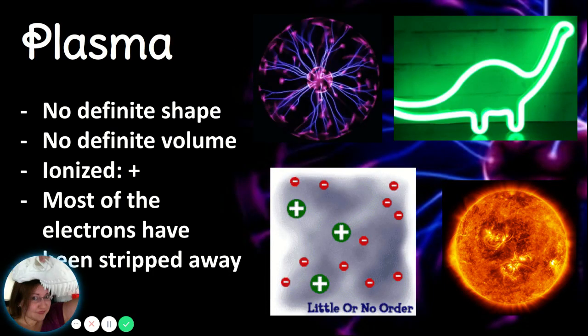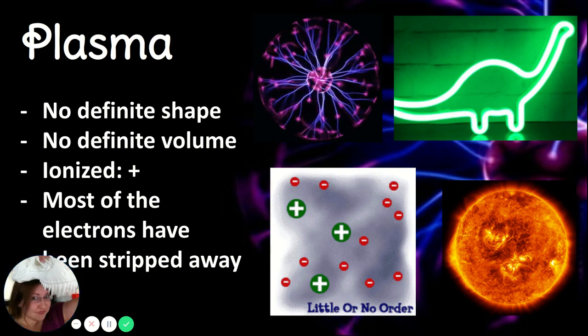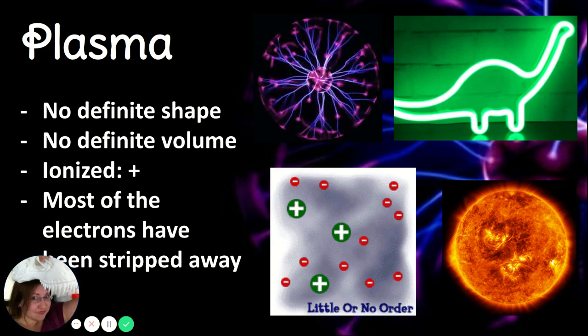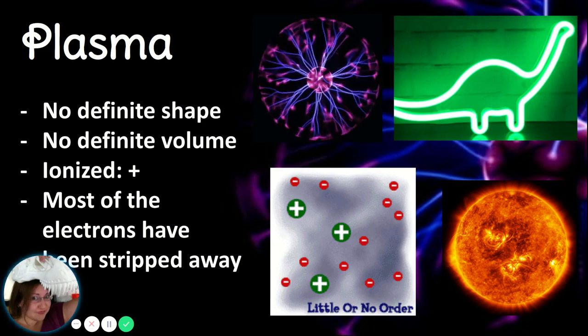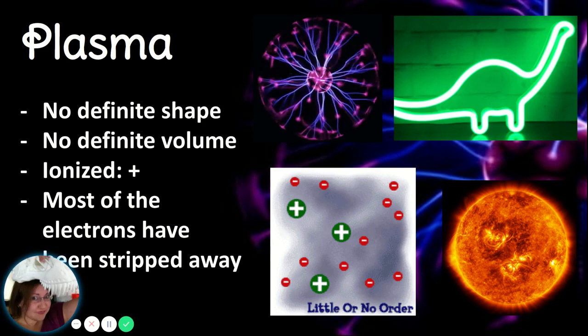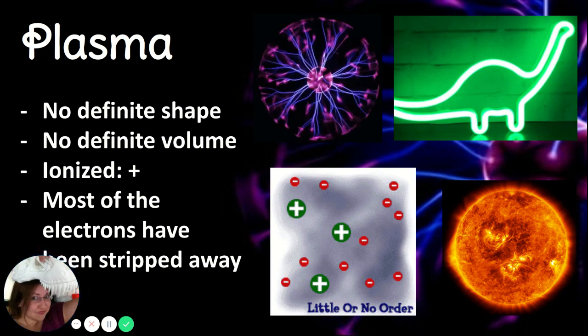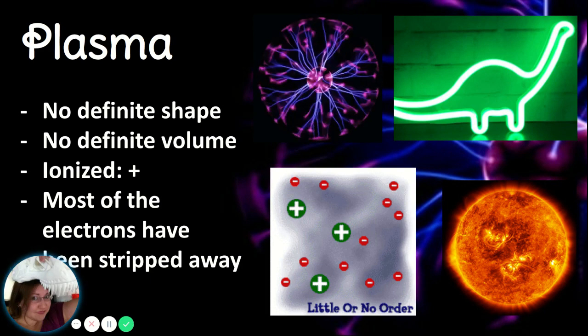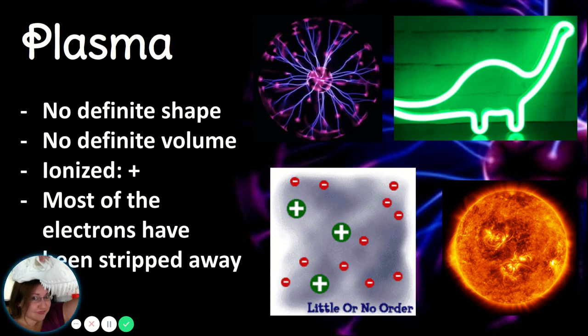So let's talk about some weird states of matter. There are two other states of matter that you may or may not have heard of before. Plasma is our fourth state of matter. Plasmas act sort of like gases. They do not have a definite shape. They do not have a definite volume.